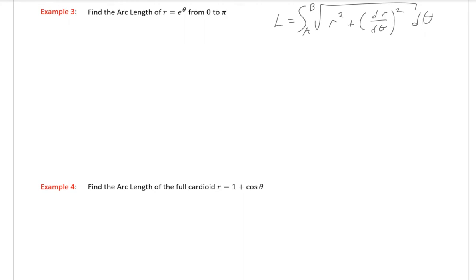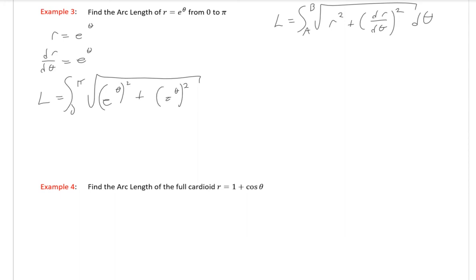Now, solving for this one with r equals e^theta, this one actually is going to be relatively easy. We have r equals e^theta. That means the derivative of r with respect to theta is still e^theta, which is really nice. And so we get the length, from 0 to pi, is the integral of the square root of e^theta squared plus e^theta squared d theta, or the integral from 0 to pi of the square root of 2 e^(2 theta) d theta.